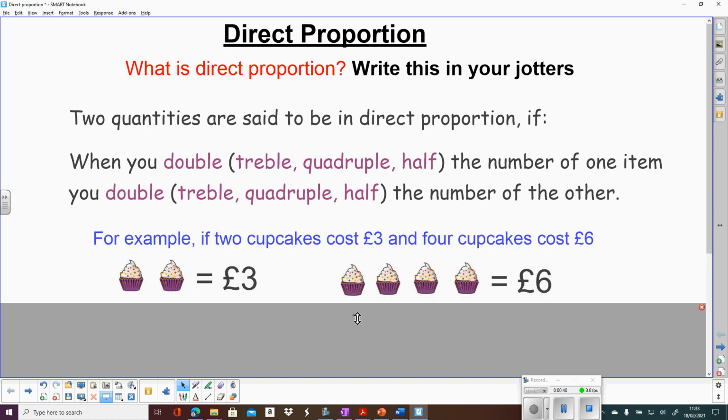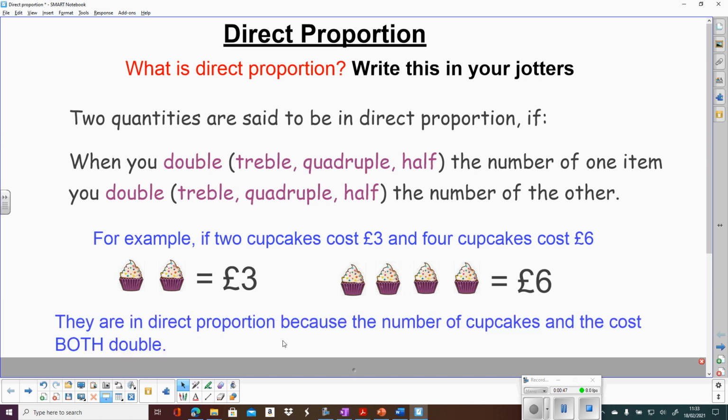So a quick example. If 2 cupcakes cost £3 and 4 cupcakes cost £6, they're in direct proportion because the number of cupcakes and the cost both double.